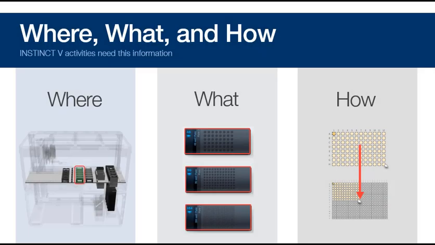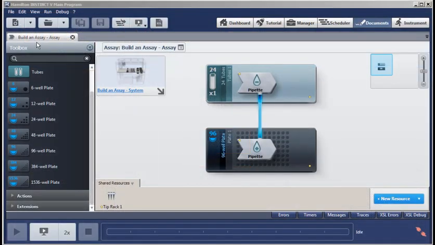Let's begin with a brief review of the simple assay created in the previous video. In that assay, we defined where items are located, what items to use, and how the liquid is to be transferred. And here is our assay document. This is where we selected the system we're going to use. This is the virtual Microlab VANTAGE for this video.